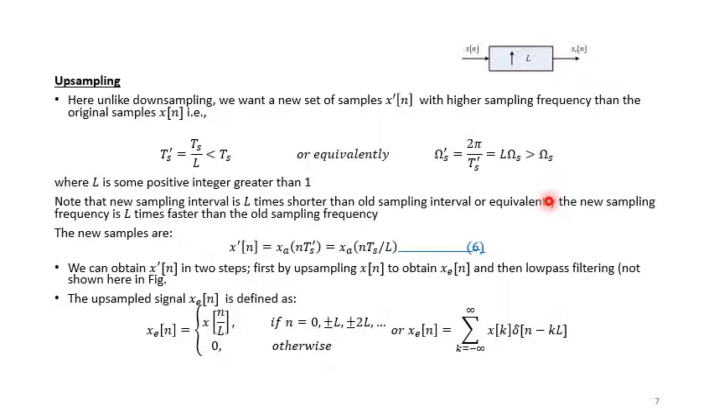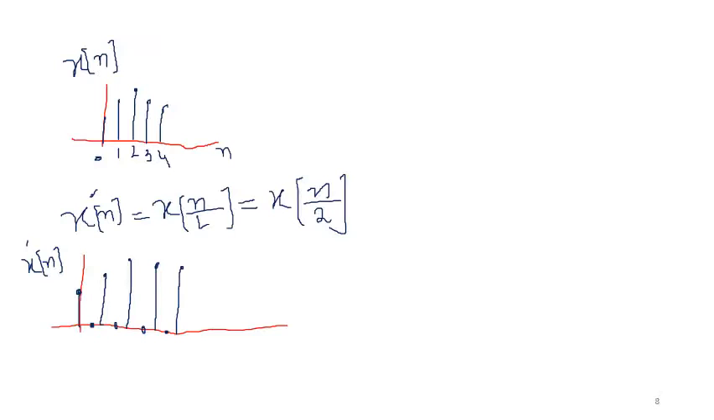To get how it happens, let's have a numerical example. For example, we have a signal x of n as shown here. Let's assume that we have L equals 2. In that case, this is your x of n, and x prime of n equals x of n over L.